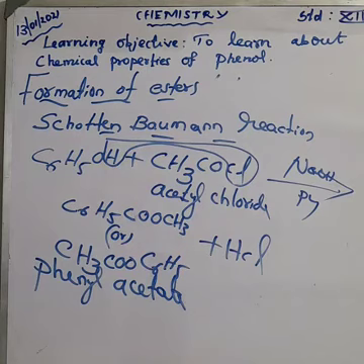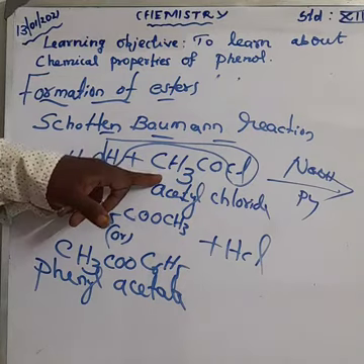Phenyl acetate. Here, this is about the Schotten-Baumann reaction. What is the Schotten-Baumann reaction? The preparation of esters, the formation of esters. Okay, that is phenol reacting with acetyl chloride, formula CH3COCl. We get phenyl acetate. Okay, we can write one more product here.